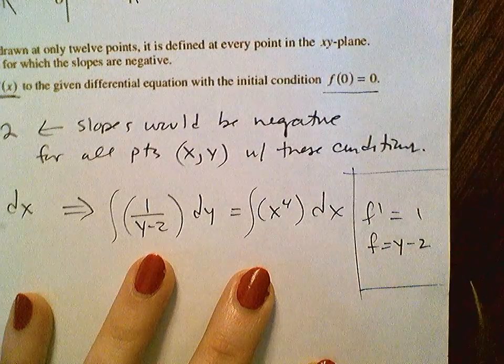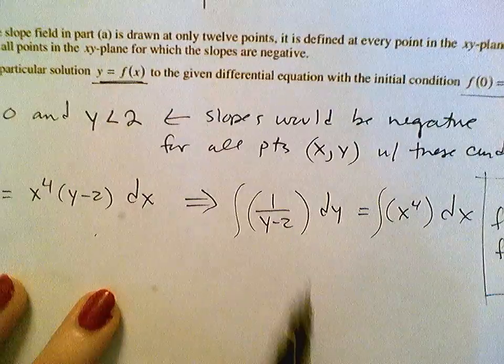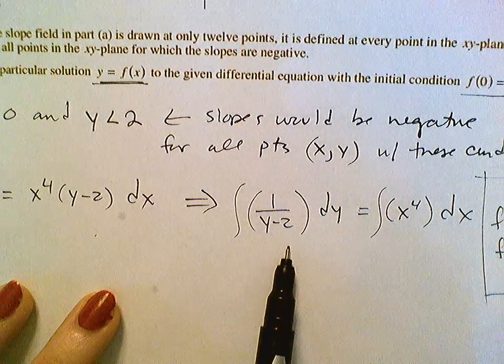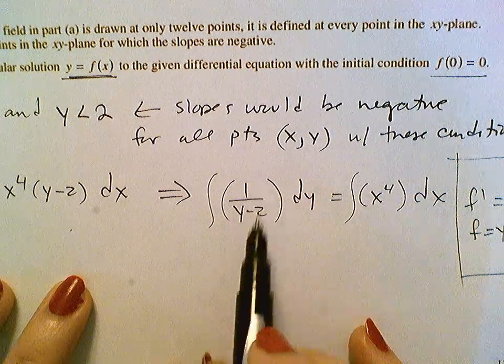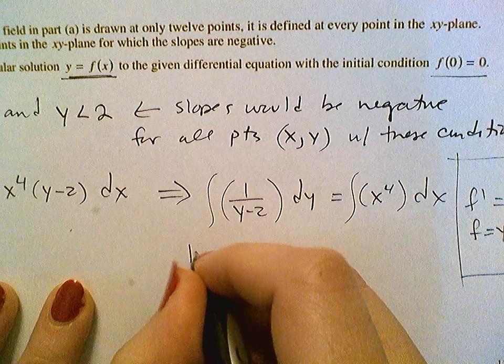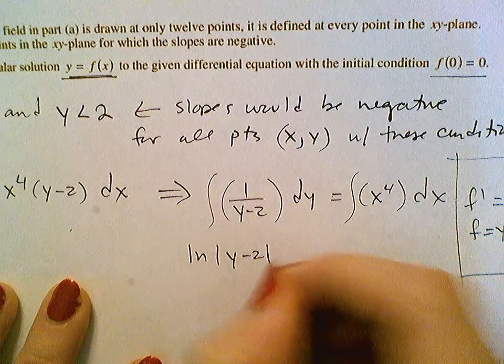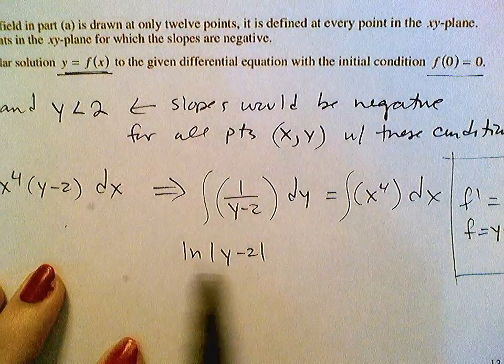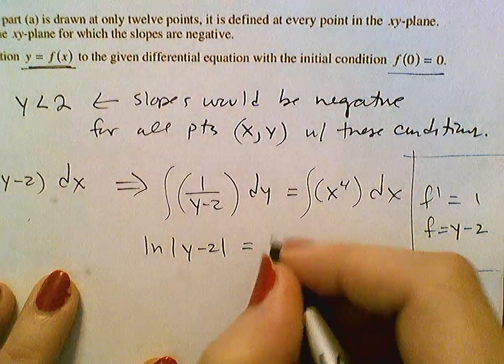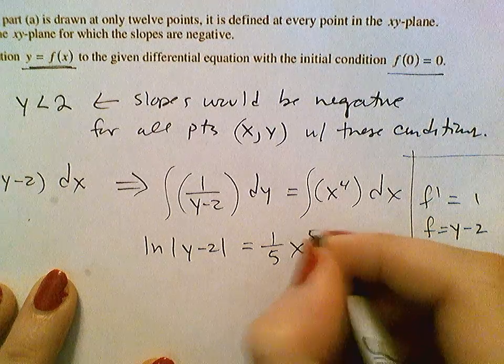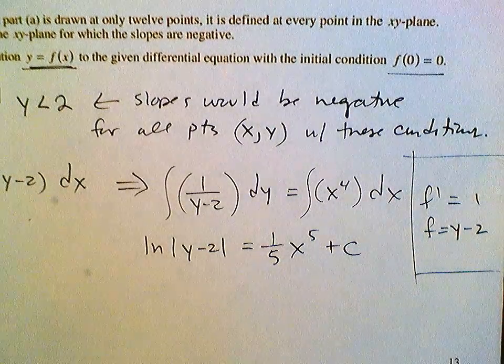And in that case, f prime is 1. So this is actually of the form f prime over f. And the way you take the antiderivative of a fraction of the form f prime over f is you just do the natural log of the absolute value of the denominator. So this is the antiderivative of the left side, equals antiderivative of the right side, which is 1/5 x to the 5th plus c.